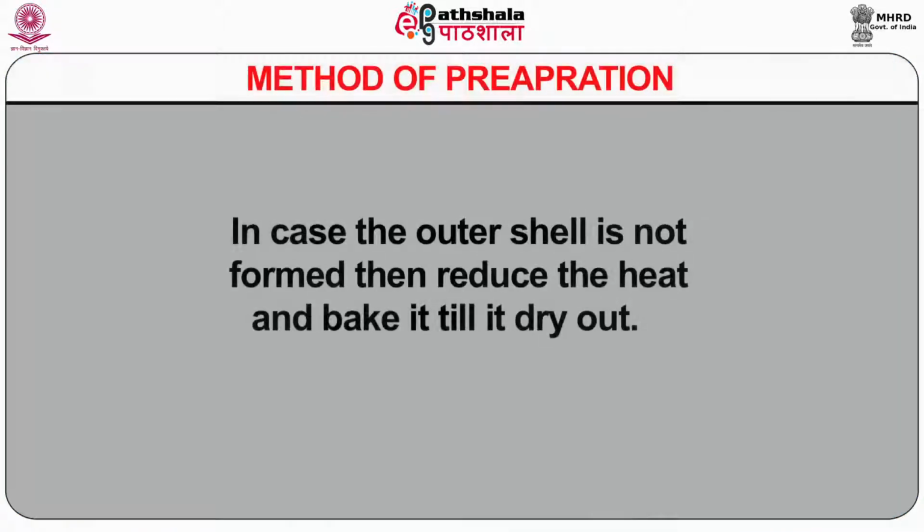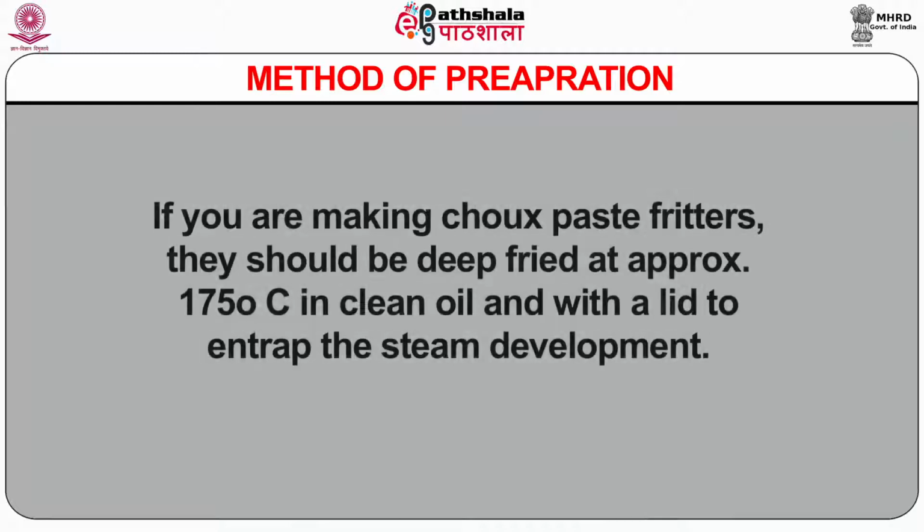A few precautions to keep in mind while baking choux pastries are that the door of the oven should not be opened frequently, as it may cause the pastry to collapse because of constant loss of heat. In case the outer shell is not formed, then reduce the heat and bake it till it dries out. If you are making choux paste fritters, they should be deep fried at approximately 175 degrees Celsius in clean oil and with a lid to entrap the steam development.